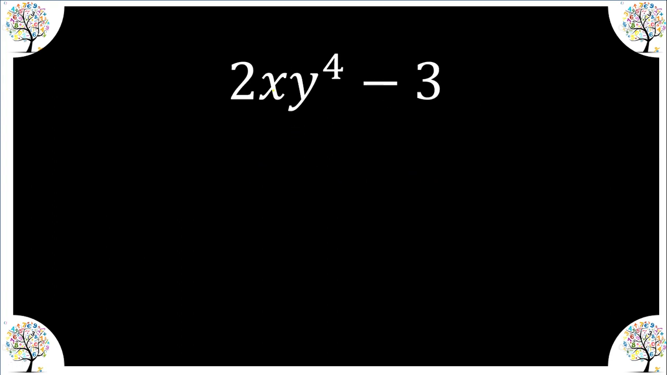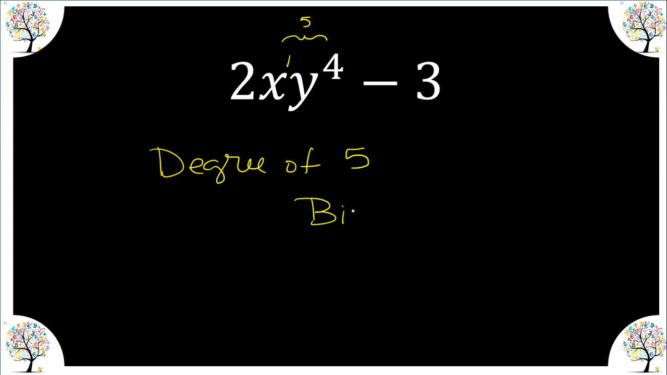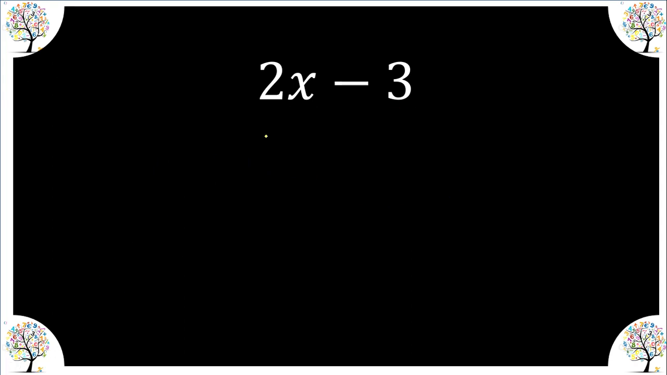Here we have to be careful because we have 2 factors that are variables, so we have to include both exponents. So we would add these together, and we have a degree of 5. So this polynomial has a degree of 5, and it is a binomial. Here we have a degree of an understood 1, that's linear. And we have 2 terms, so that's a binomial.